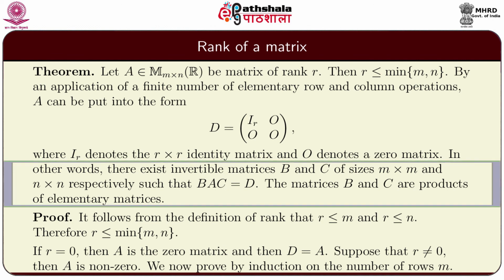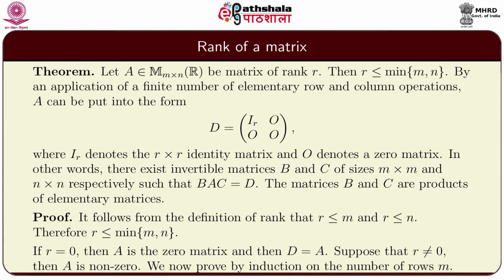So in other words, there exist invertible matrices B and C of sizes m cross m and n cross n respectively, such that BAC is equal to D. D is that above matrix, and the matrices B and C are nothing but products of elementary matrices. Well, you can understand that these B and C would come from application of finite number of elementary row and column operations on A. Let us prove this theorem.